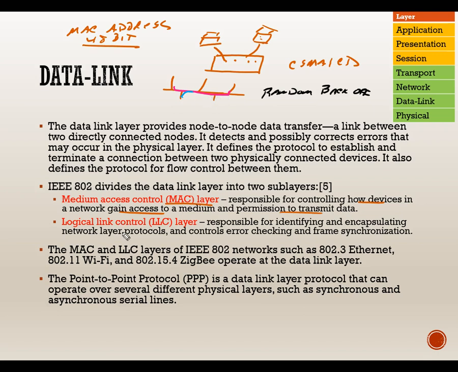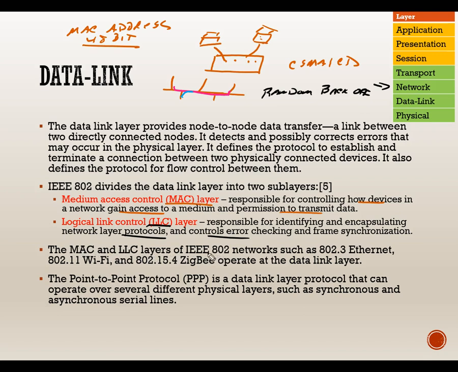So the data link layer, the LLC, the logical link control, is for identifying and encapsulating network layer protocols and controls error checking and frame synchronization. What that's saying is that if it comes in and it sees an IPv4 packet, it's going to send it up to the next layer, which is going to be the network layer, to the IPv4 portion of it. If it detects an IPv6 signal, it'll send it to the IPv6 portion of it.